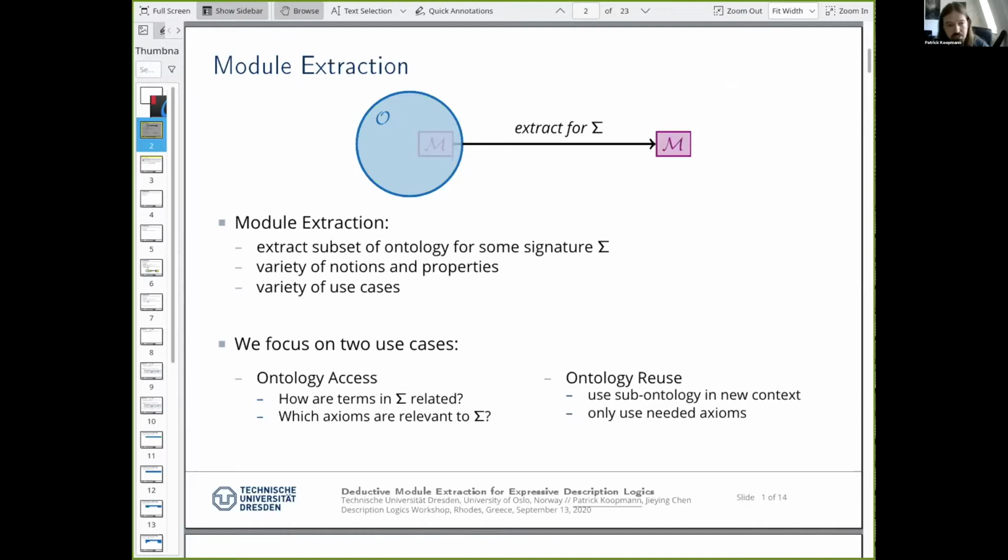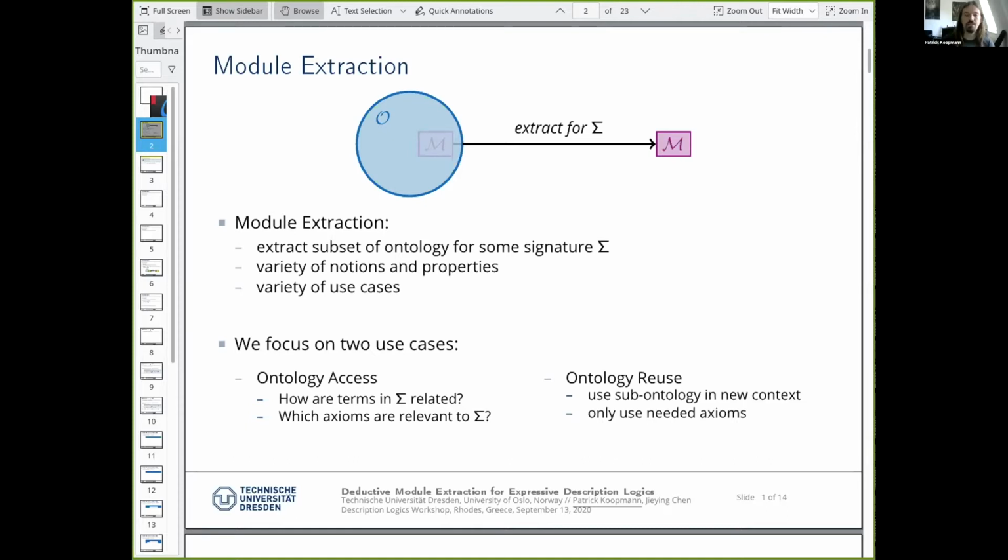So in the literature, there's a lot of different notions and properties for modules, and there's a lot of use cases why this is interesting. In this paper, we are focusing on two use cases. One of them is ontology access or ontology understanding. So using module extraction to get some information on a signature. So how are terms in the signature related to each other, or which axioms are relevant to entailments in the signature. And the other use case is ontology reuse.